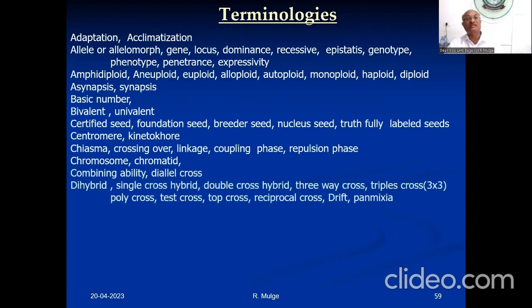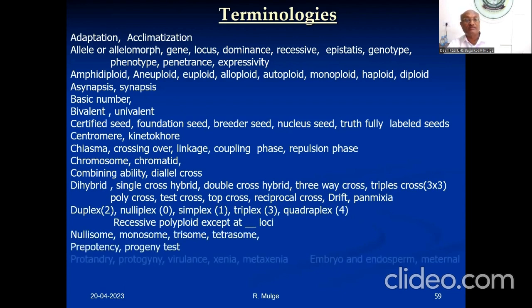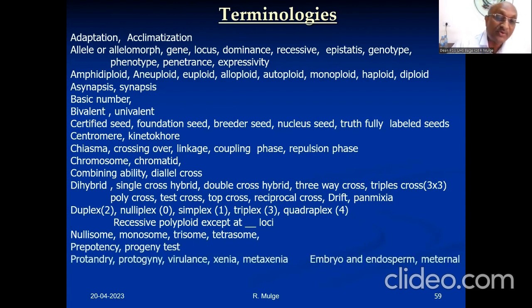diallel, dihybrid, single cross hybrid, double cross hybrid, three-way cross, triple cross, polycross, test cross, top cross, reciprocal cross, drift, panmixia, then duplex, nulliplex, simplex, triplex, quadruplex. What do you mean by that? The recessive polyploid throughout loci, and then the nullisomes, monosome, trisome, tetrasomes, prepotency, progeny test, protandry, protogyny, virulence, xenia, metaxenia, embryo and endosperm, maternal effects, pure line, inbred, transgressive.